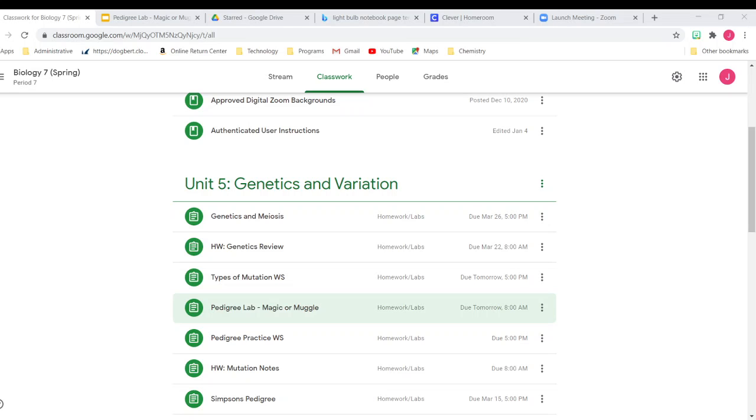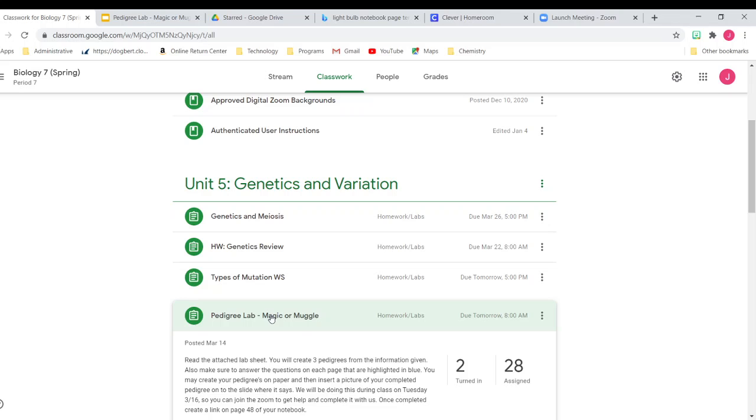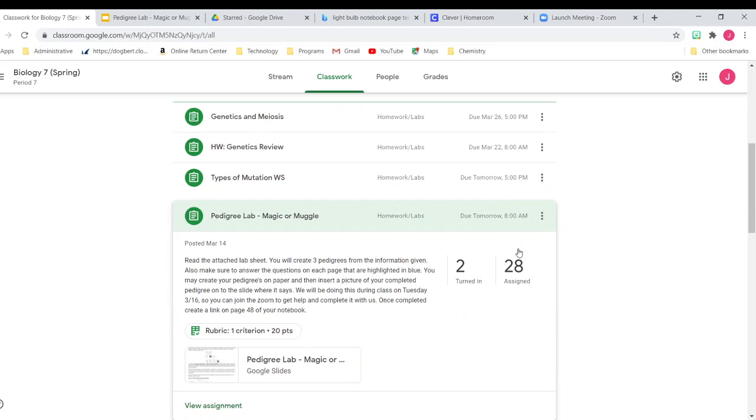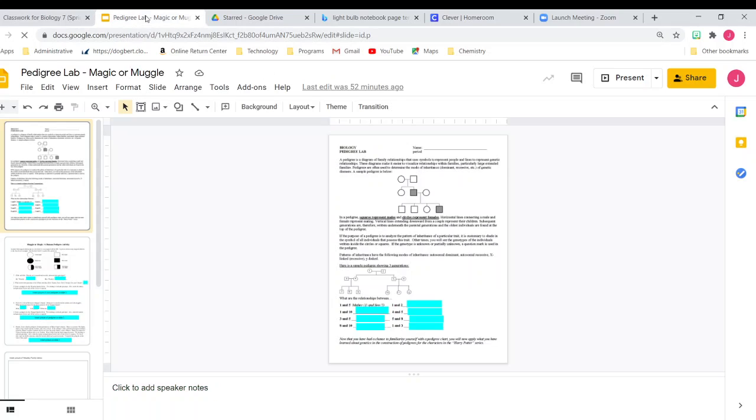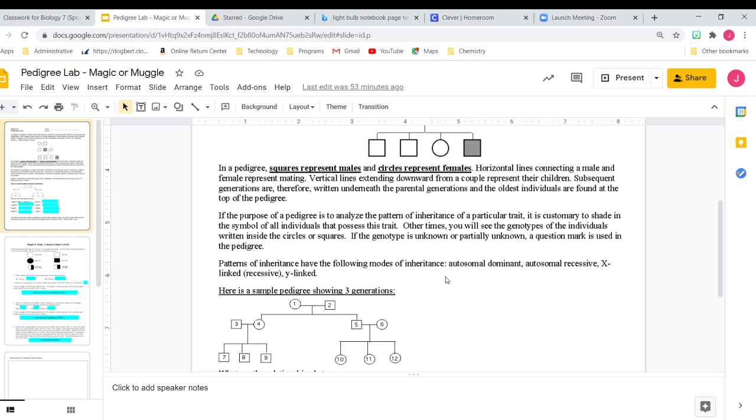All right, so this is our little video on completing the Pedigree Lab, Magic or Muggle. If you haven't already, go into our classroom. It's under Unit 5, Pedigree Lab, Magic or Muggle, and yours is up here on the right when you press View Assignment. All right, so let's look at it. I'm going to help you complete the first few pages until you get to the actual pedigrees, okay?